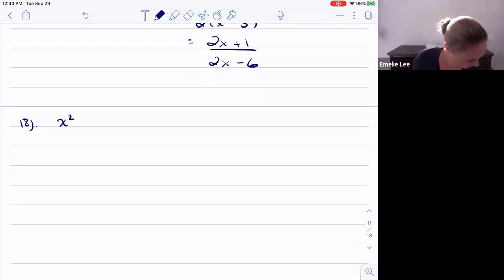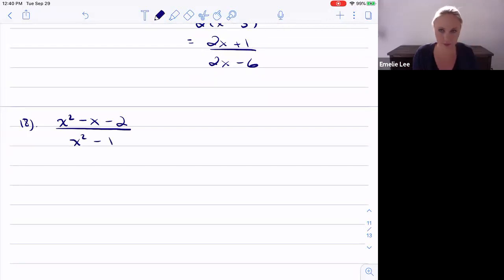18 is x squared minus x minus 2 divided by x squared minus 1. Now, there are a couple of things that we can do, right? Definitely, if I want to simplify this thing, then I'm going to make use of factoring. I'm going to factor this top portion, the numerator, and I'm going to factor this denominator, and hopefully I'll be able to shake some things out that I'm able to cancel.